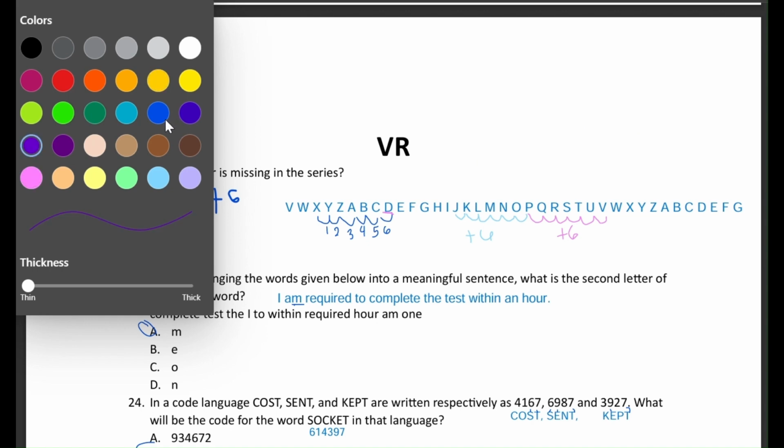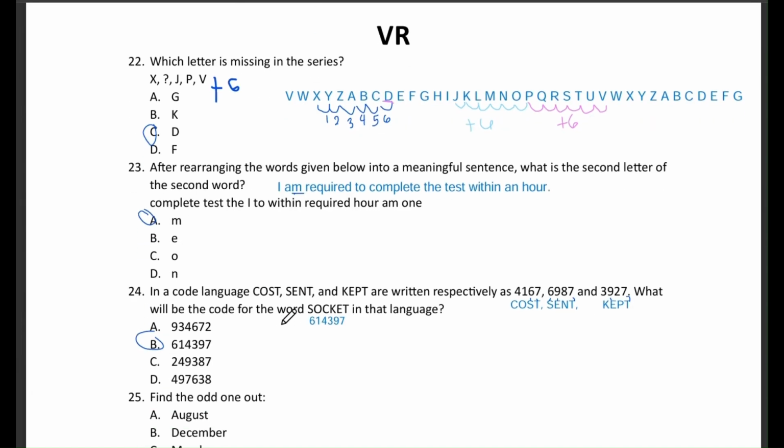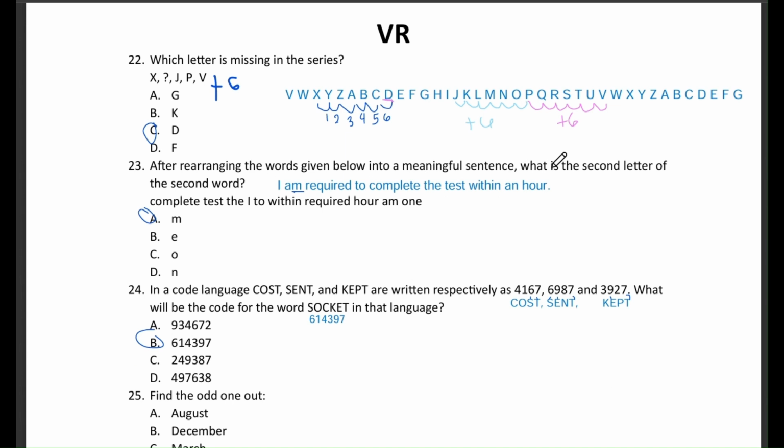This question asks, after rearranging the words given below into a meaningful sentence, what is the second letter of the second word? The words are, complete test the I to within required hour M1. And the options are M, E, O, or N. The correct answer is option A, which is the letter M. If we rearrange the words correctly, we get the sentence: I am required to complete the test within 1 hour. The second word in that sentence is am, and the second letter of am is M.